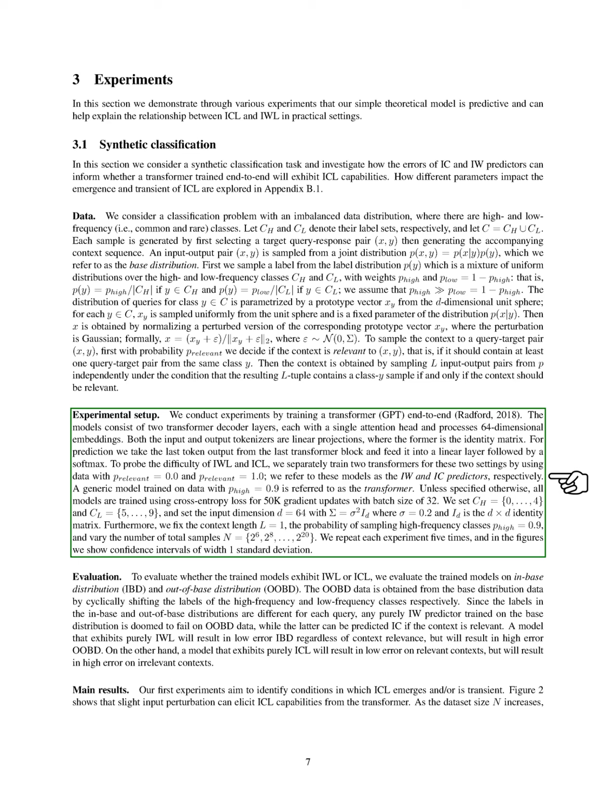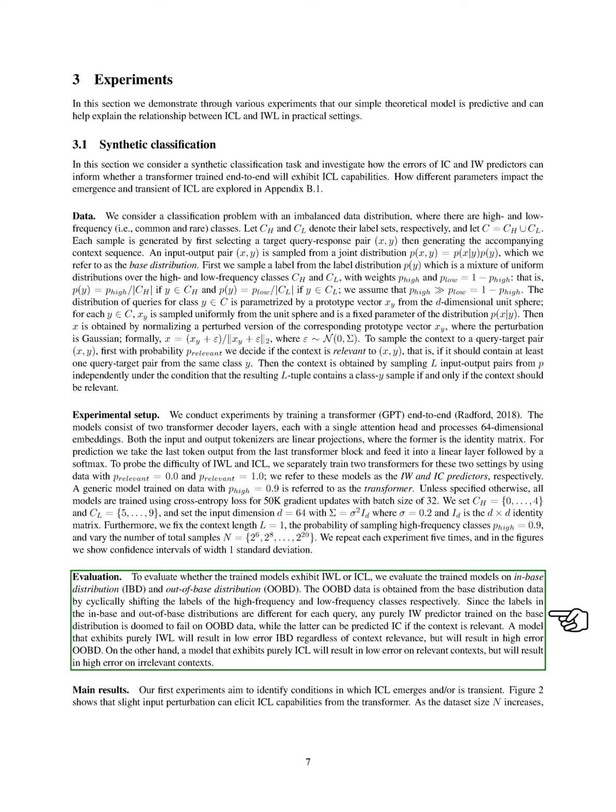We set the high-frequency class labels as 0, 1, 2, 3, 4, and the low-frequency class labels as 5, 6, 7, 8, 9, with an input dimension of 64. We also fix the context length at 1 and vary the total number of samples across a range of values. Each experiment is repeated 5 times, and we present confidence intervals based on one standard deviation in our figures.